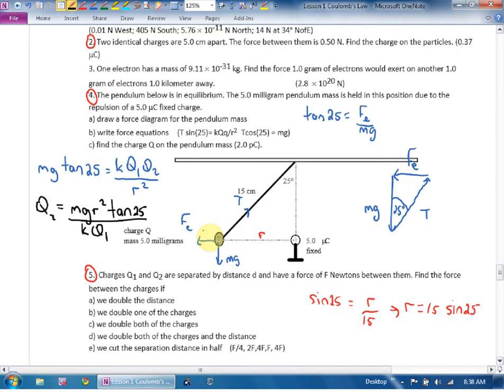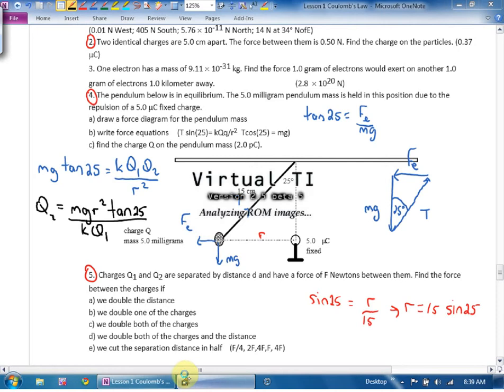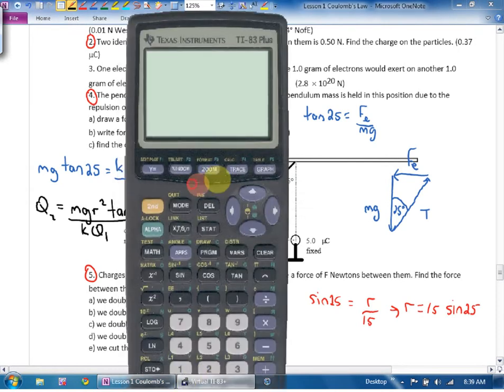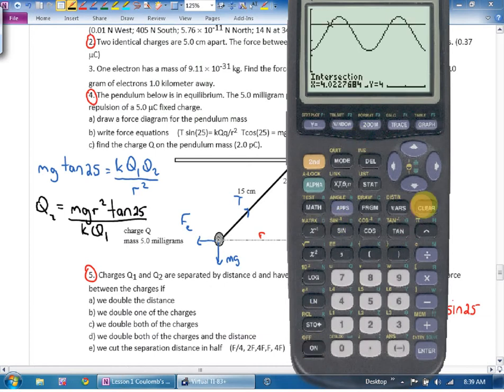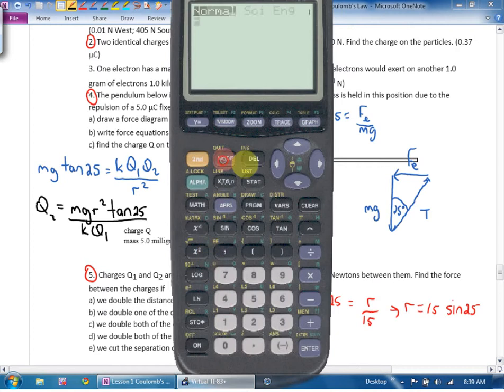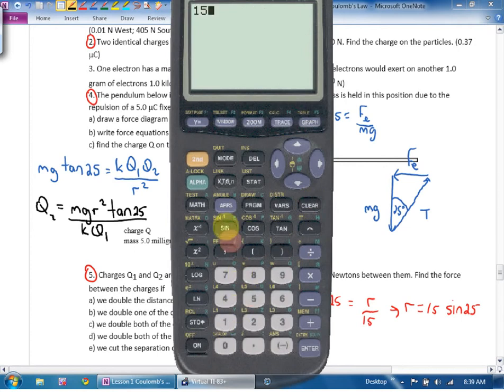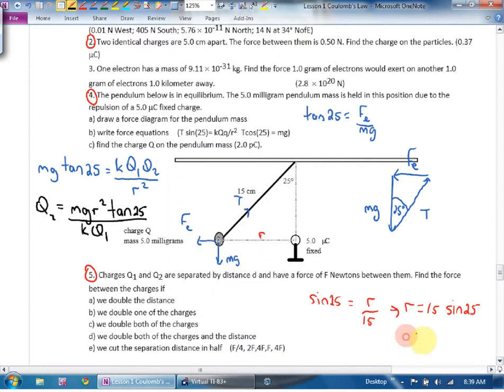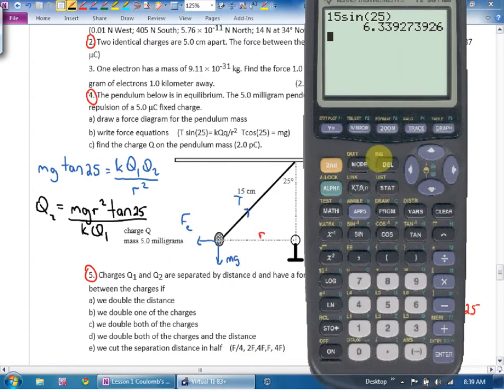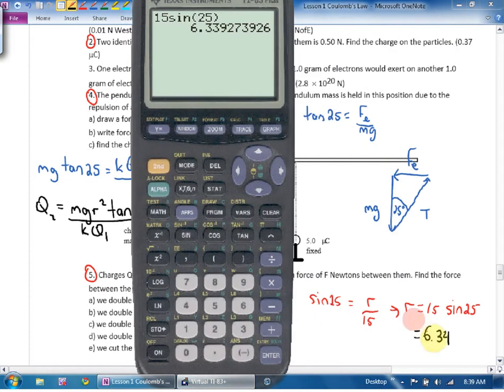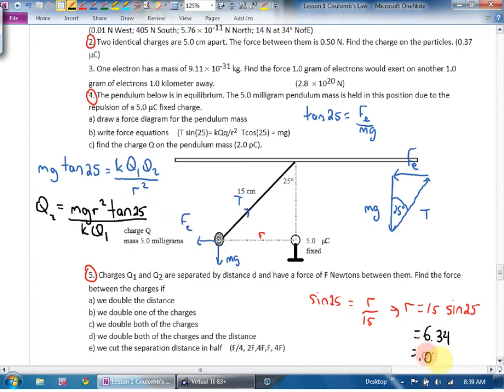Have we tried crunching the numbers and does it work? I'm running out of room, so I'm going to have to try and go straight to my calculator. I find this one a little bit complicated, but that's okay. The first thing I'm going to do is find the radius, which is, make sure I'm in degrees. Are you in degrees, by the way? Okay. It's 15 sine 25. So there's the radius, 6.339, 6.34. Oh, but that's centimeters, right? So my radius is not 6.34, it's 6.34 centimeters, which is 0.0634 meters. That's going to make a difference too, isn't it?